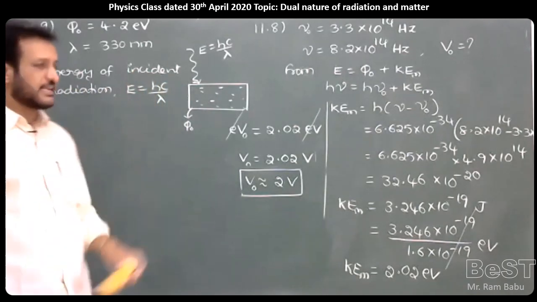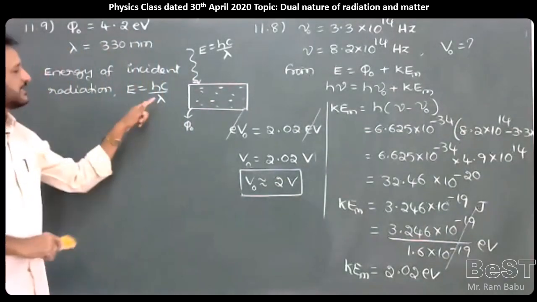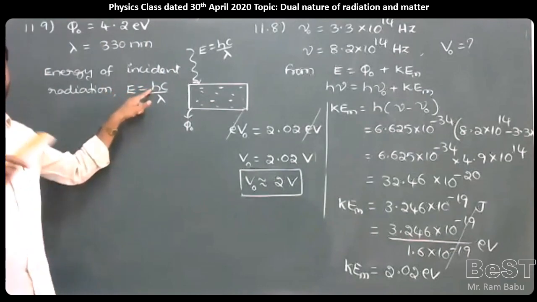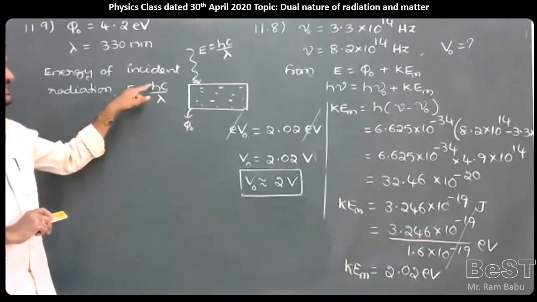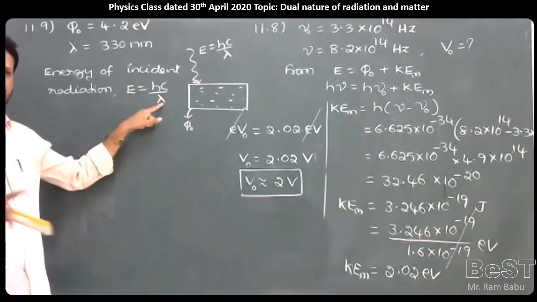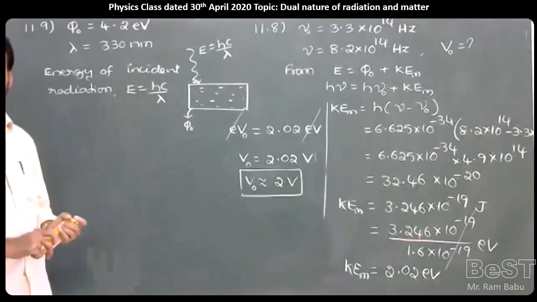In earlier classes, one shortcut method was also given. Whenever lambda is in angstrom unit, we can write hc value as 12,400. When lambda is in angstrom, hc is equal to 12,400. When lambda is in nanometer, we can write hc is equal to 1240. A simple value you can write.